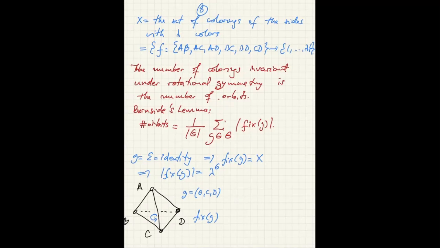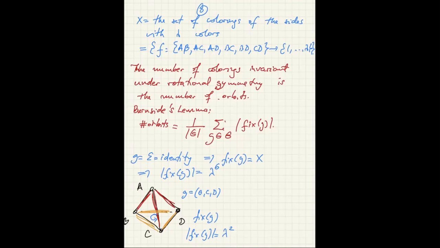So if you're invariant, it means that this edge AB, edge AC, and edge AD have to have the same color, and the edges at the bottom, when you rotate, you have to get invariant, so they have to have the same color. So that's how a fix of G looks like, and therefore the cardinality of fix of G will be, you have two colors that you're using there, and you can pick them in arbitrary number of ways, so it's lambda squared. Okay, so that's in that situation.